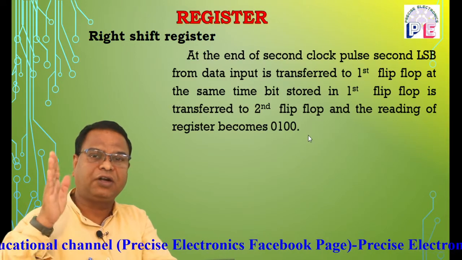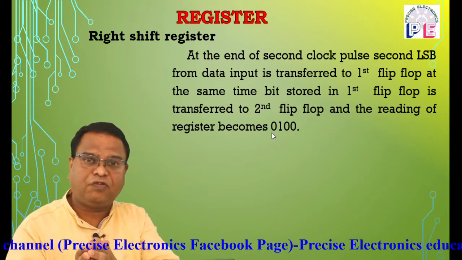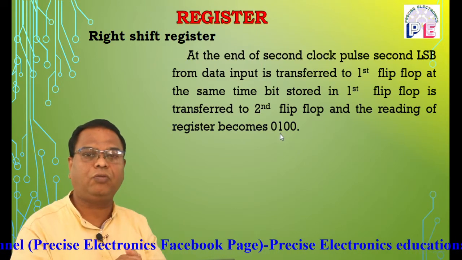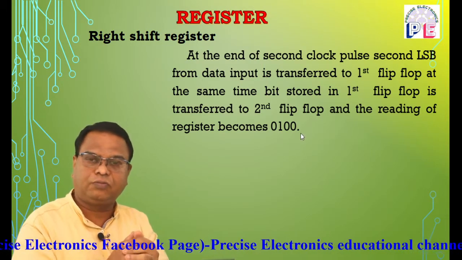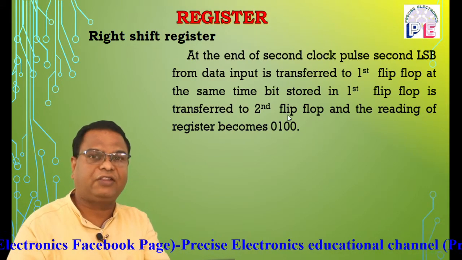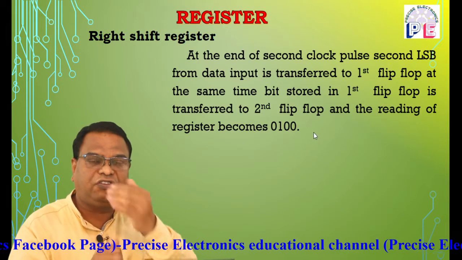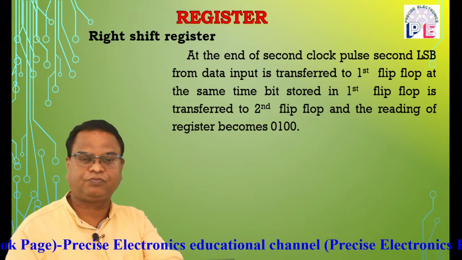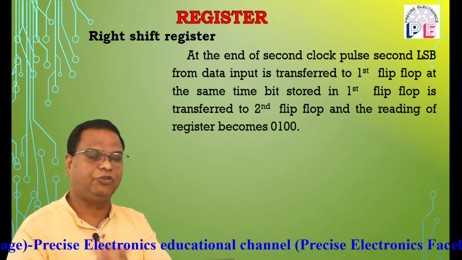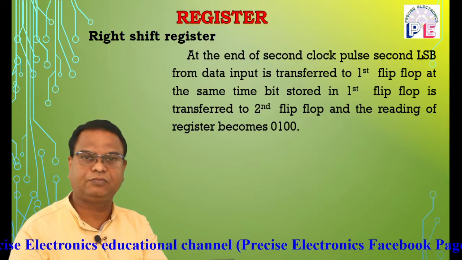0 from the data input is shifted into the first flip-flop. The bit stored in the first flip-flop is shifted to the second flip-flop. The bit stored in the second is shifted to the third, and so on. So at the end of the second clock pulse, the bits stored in the register are now 0 1 0 0.